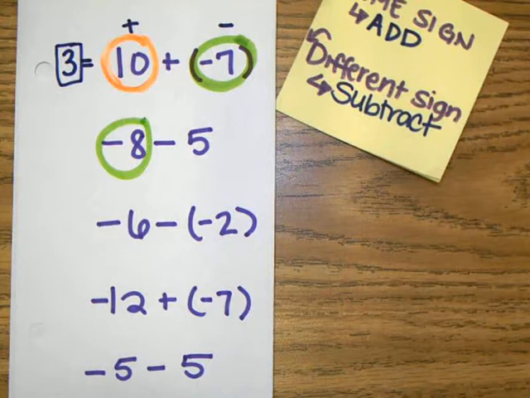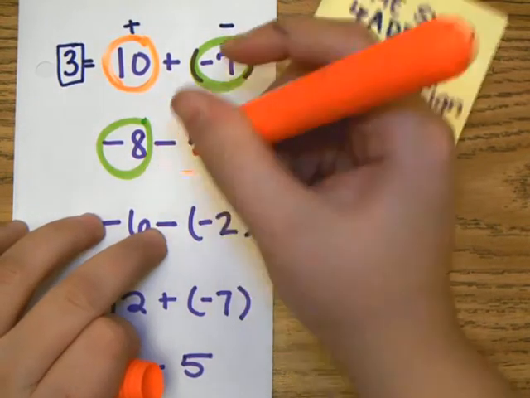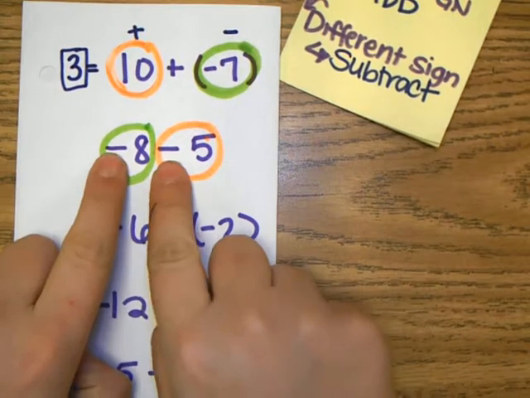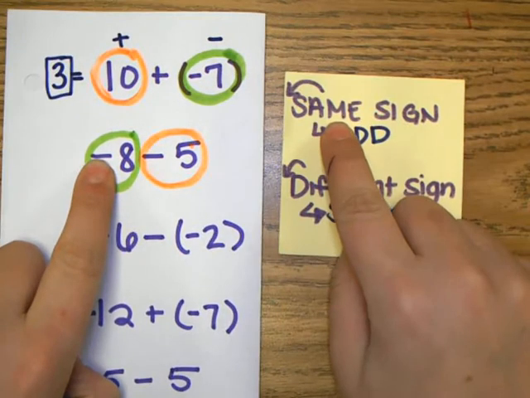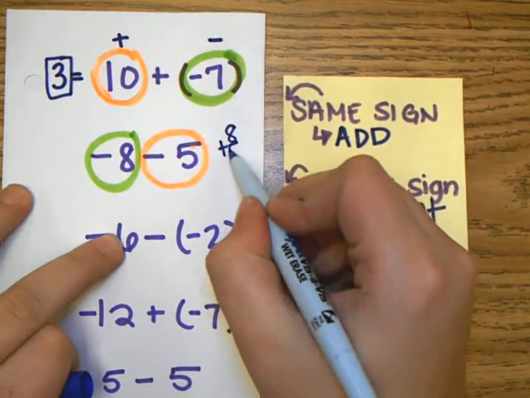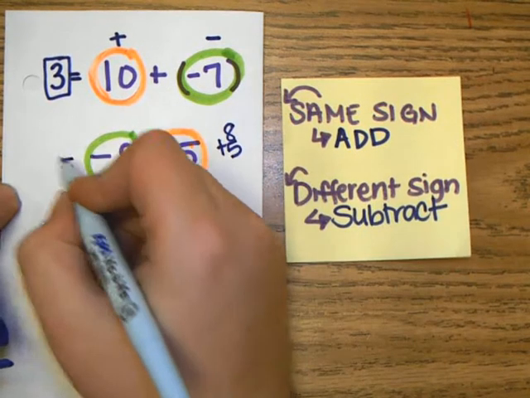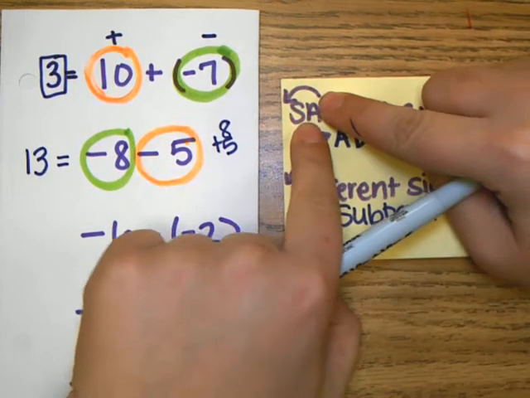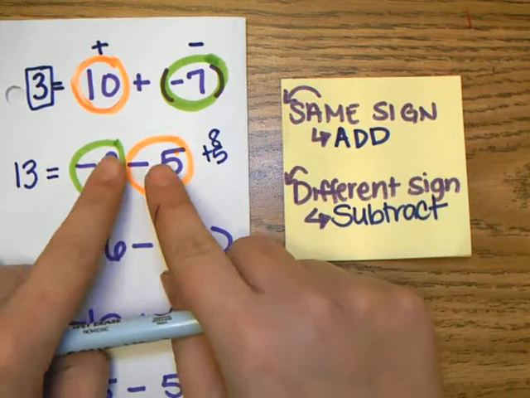Okay, we're going to look at this as a negative 8, and this is a negative 5. What's in front of it is the same, so we're going to add. So 8 plus 5 more is 13.